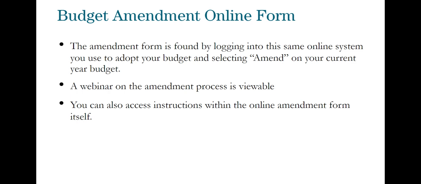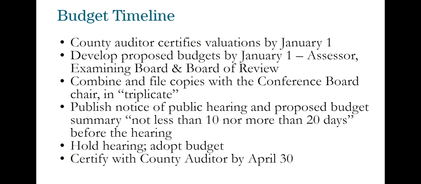The amendment form is found online. You log into the system, same system. You just find your current year budget and you select amend on that budget. That generates a one-page form that you'll complete and then publish. And we do have a little webinar on the form itself. You can also access instructions within the online amendment form, just to give you a little bit more detail on how that process works.